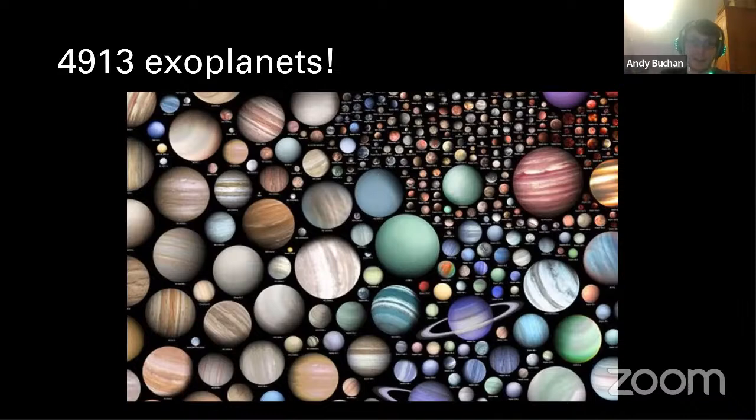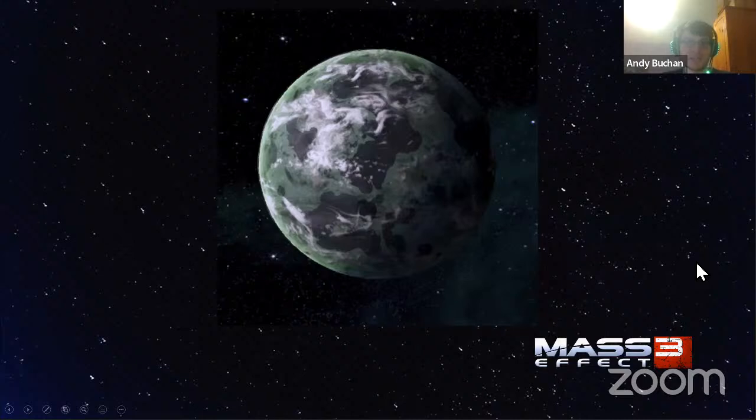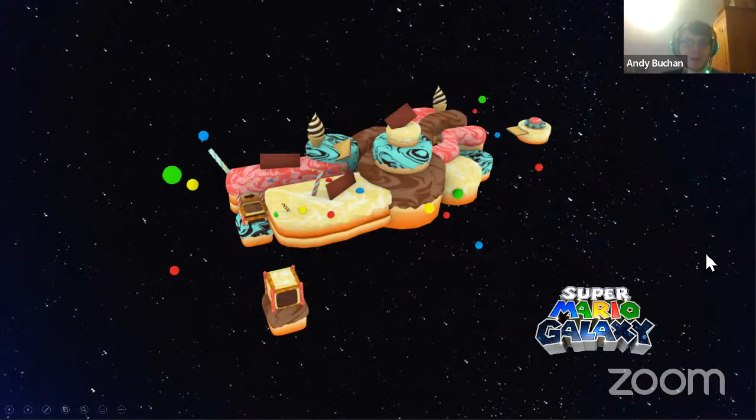But beyond that, TV shows and video games have also come up with all kinds of weird and wonderful ideas of what planets might be out there. So in Doctor Who, there's this planet made entirely of diamond. Then in Mass Effect 3, there's this planet made of a fictional element Zero, which gives people psychic powers. My favorite is this one from Super Mario Galaxy, which is made of cake. These seem a little bit fantastical, perhaps.